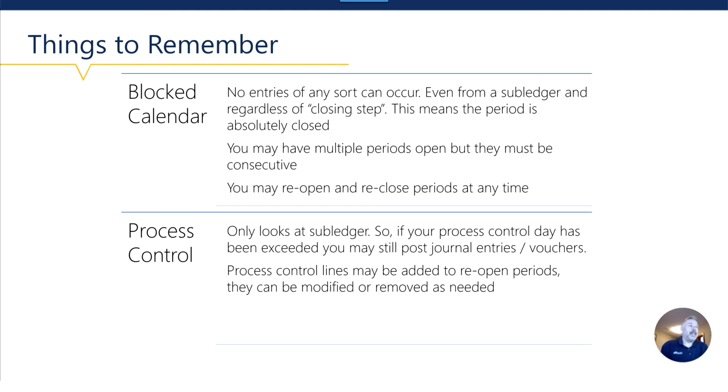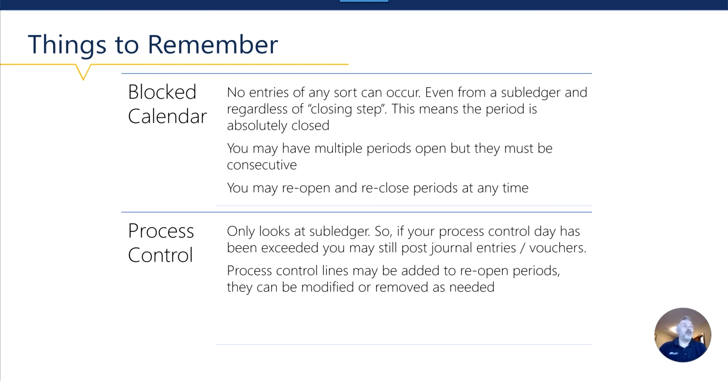But you can have multiple periods open, but they must be consecutive. And so you can run into some errors if you're trying to open up a prior period and you have closed periods in between. Something else to remember, you can reopen and re-close those periods as often as you want. So you can literally go back a year into the system and reopen the period. You will need to take things into consideration like your retained earnings, but it is possible to reopen historical periods and post entries again.